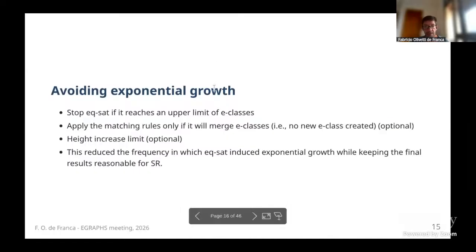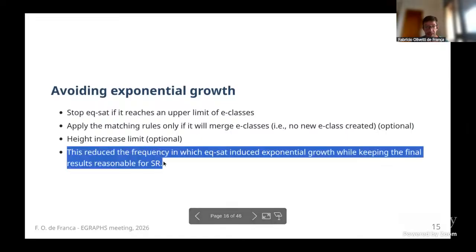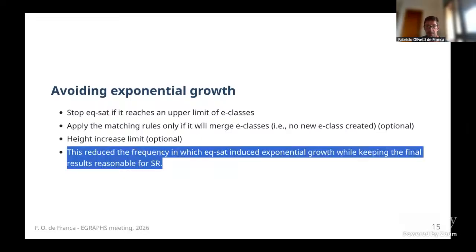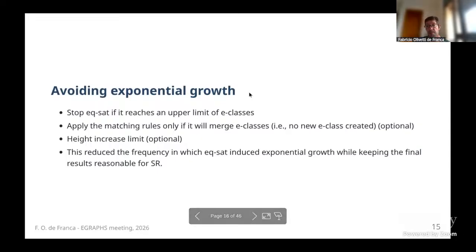This also helped quite a lot in reducing the frequency. So in the current implementation, this reduced the frequency in which the rules induced this exponential growth, but I haven't observed that anymore. So it might still happen, but I haven't actually caught a case where this happened. So at least for us, using that for symbolic regression, the problem seems to be partially solved, right? Any more questions about this? Because then I'm going to go to the next paper.